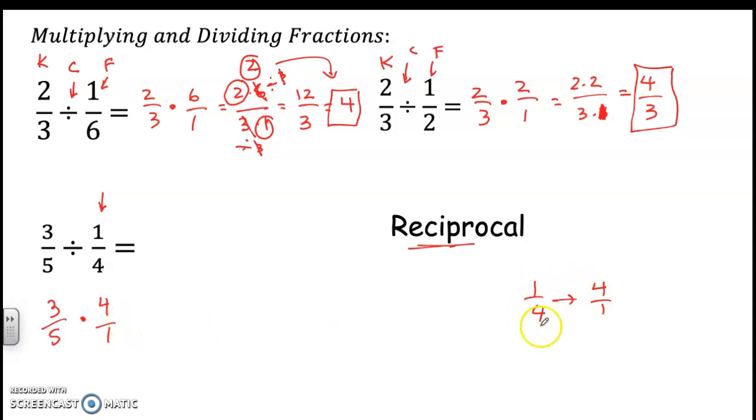Look at this. 1/4 times 4/1. I multiply the top, which is 1 times 4, and the bottom, which is 4 times 1. 1 times 4 is 4, 4 times 1 is 4, and 4 divided by 4 is 1. The reciprocal is used because the fractions will cancel each other. That's why we multiply times the reciprocal.